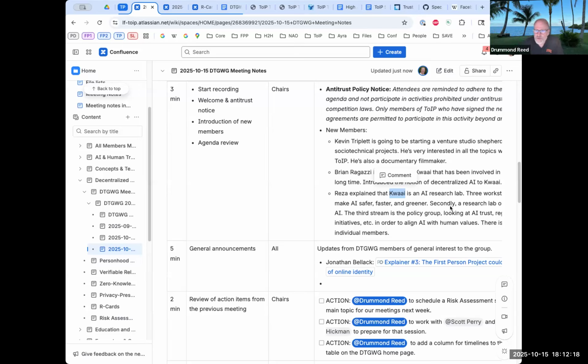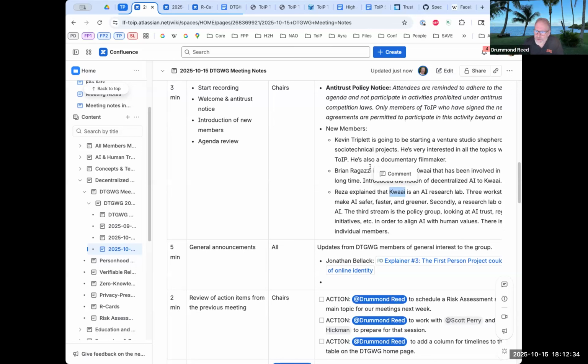and to do it in a way that's not going to be controlled by the Big Six or Magnificent Seven or whatever you call it. And the head of that project, Reza Rassool, has joined the working group. And another fellow as part of that project also joined today's meeting. Kevin Triplett is part of the Nowgenesis project, which is talked about in part 10 of the first person white paper. So he's also now joined.